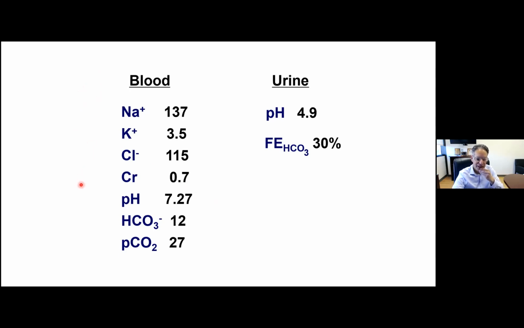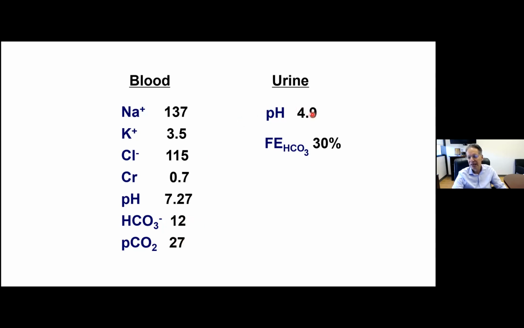These were the blood chemistries. Of note, the potassium was potentially on the lowish side, although not very clear. But most clear was the pH was 7.27, the bicarbonate 12, calculated bicarbonate 12, and the PCO2 was 27.